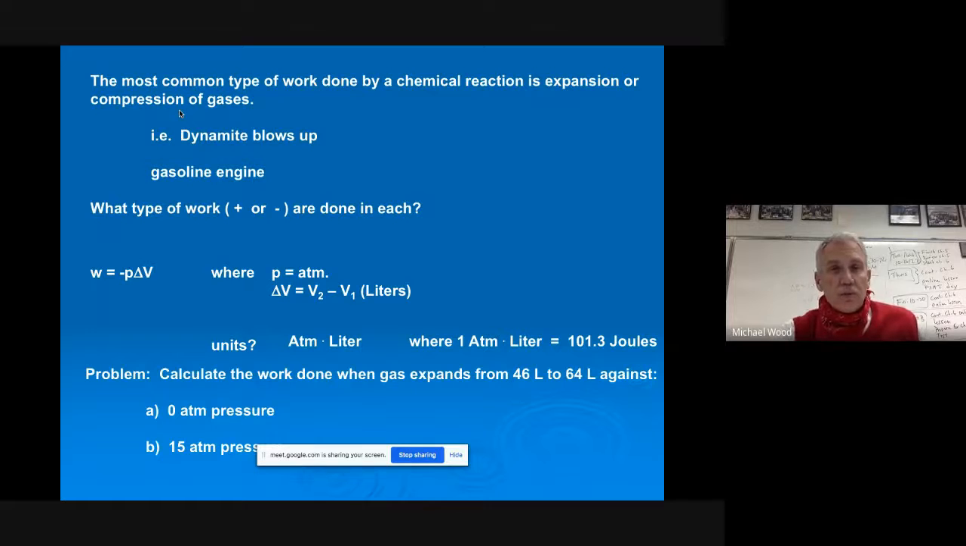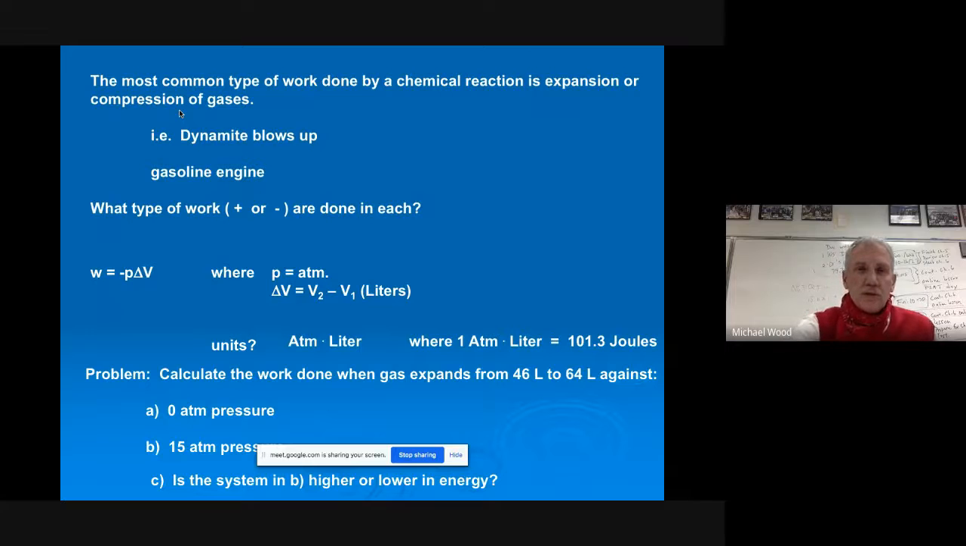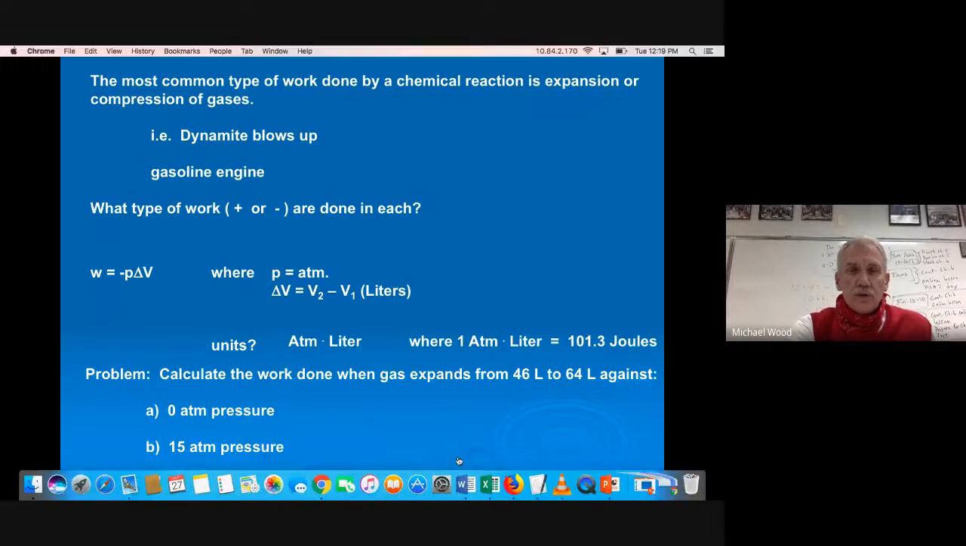So here's a couple of problems. Okay, so calculate the work done when gas expands from 46 liters to 64 liters. So we're going to do all these here.